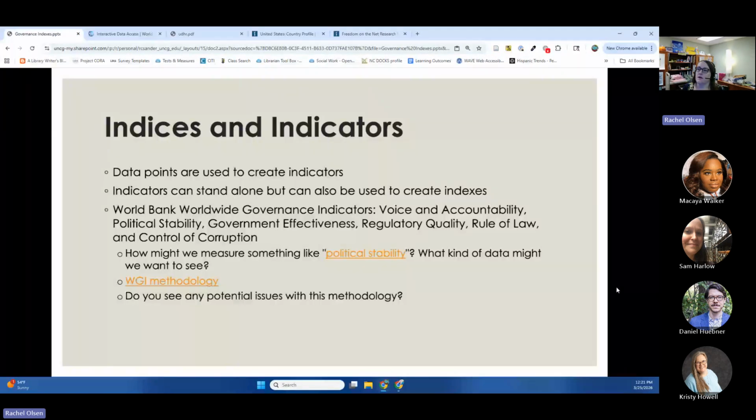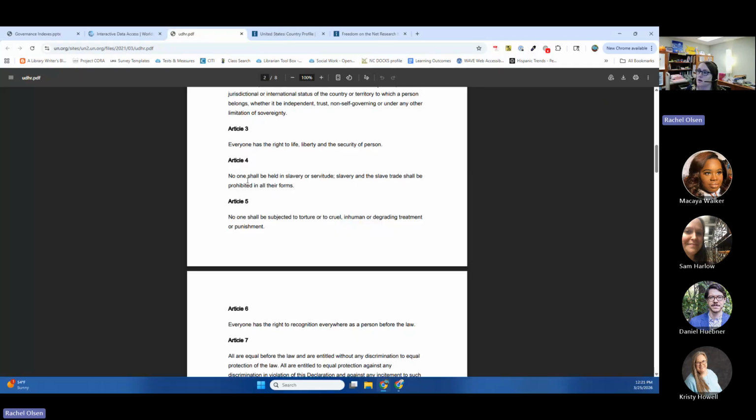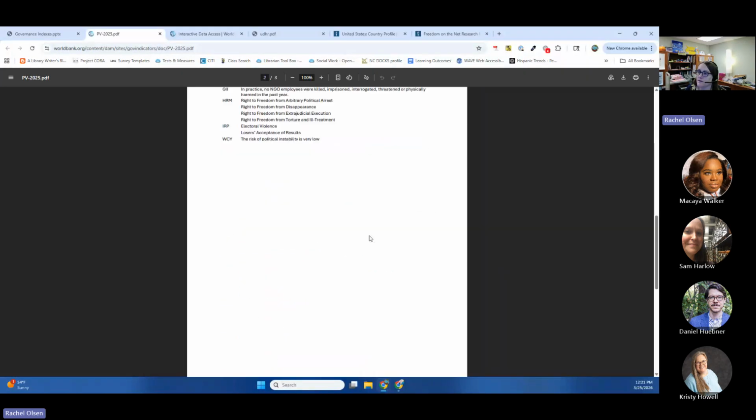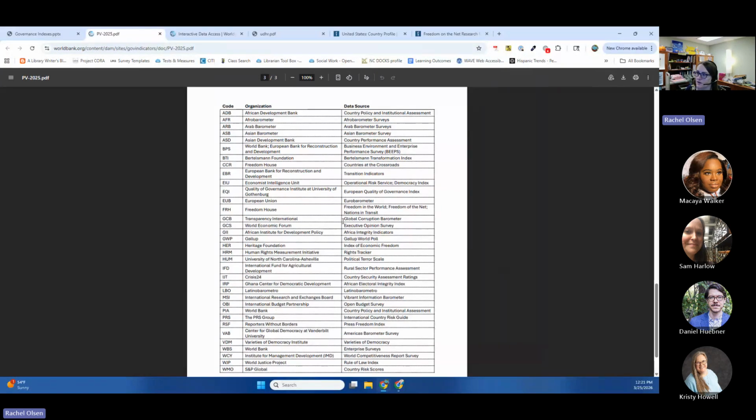Potential issues with their methodology. I think that they have people who work really hard at this, people who know what they're doing, data scientists who are experts in this sort of collection and evaluation of information. But I do think there are potential issues. Some of the organizations that were listed under the code book for political stability, I might question whether or not they're the most reliable sources of data. Depending on who's looking at it, they might have questions about different organizations.